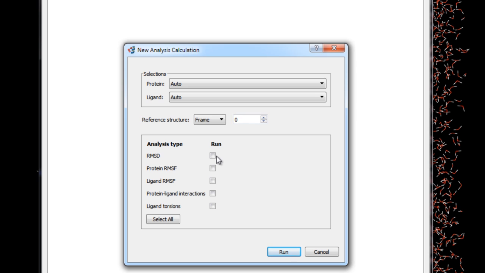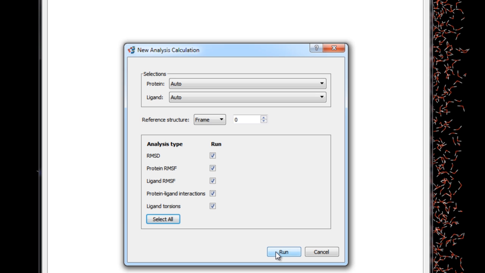We'll then choose the analysis types, which include the RMSD, RMSF for both protein and ligand, protein-ligand interactions, and ligand torsions. In this example, we'll select all of them. However, keep in mind that we ran this simulation for 50 nanoseconds, and it may take a little while, about 1 hour, to run all the analysis types.